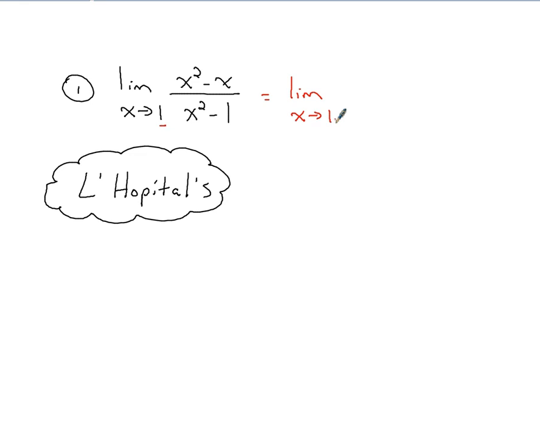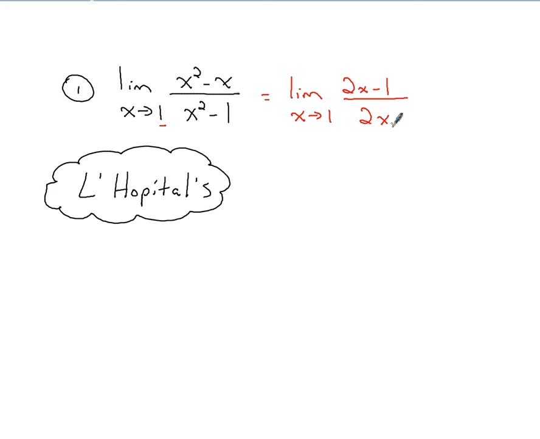But now what I'm going to do is take the derivative of the numerator expression. So the derivative of x squared minus x would be 2x minus 1. And I'm going to take the derivative of the denominator expression, 2x. Right? That's what the rule states to do. Take the derivative of the top, take the derivative of the bottom. Now apply the limit to the new expression we've got here.